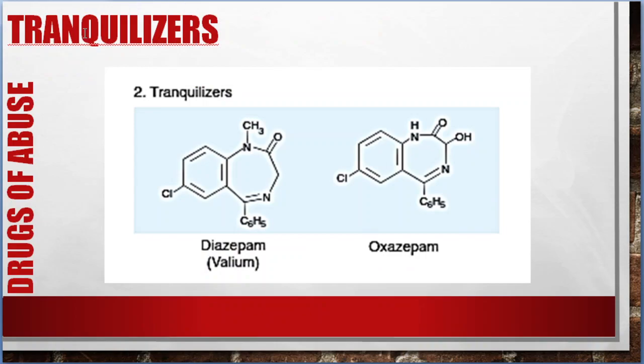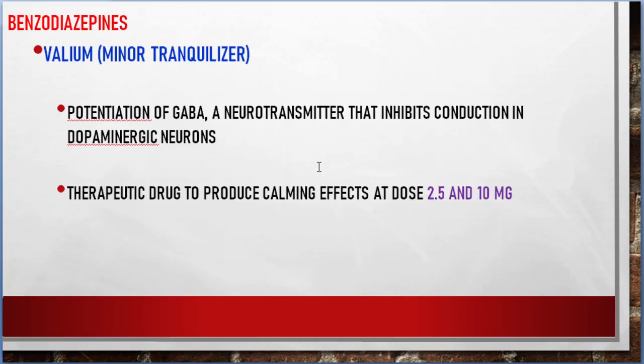Next, we have your tranquilizers, basically your diazepam and your oxazepam. Actually, these are your sedative drugs. There are more of these, guys. It's not only your diazepam, we have your midazolam and different others, the benzodiazepines. So your benzodiazepines or tranquilizers or your Valium, they potentiate GABA, a neurotransmitter that inhibits conduction in your dopaminergic neurons. So in short, you will potentiate your inhibitory transmitter that will inhibit the conduction of your dopaminergic neurons, therefore causing a calming effect.